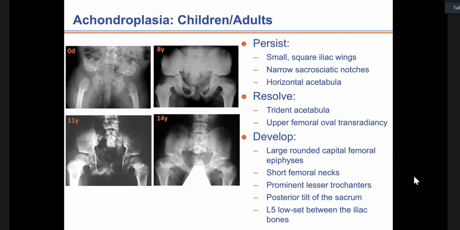As the child gets older, you lose the trident appearance. The sacrosciatic notch remains small. You lose the ice cream scoop appearance.